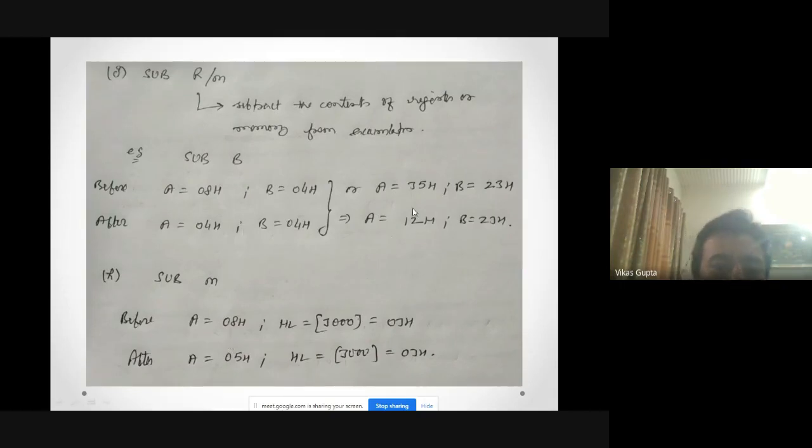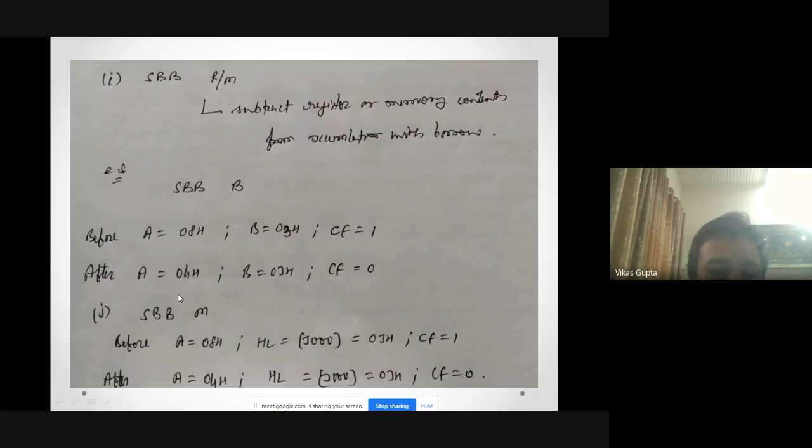Then subtraction operation, again same. SUB R/M: subtract the content of the register/memory from the content of the accumulator. SBB R/M, subtract with borrow. Subtract with borrow the content of the register/memory from the content of the accumulator. फाइन, इसका दोनों में डिफरेंस क्या होगा?